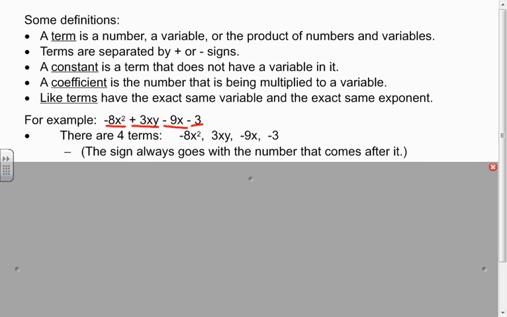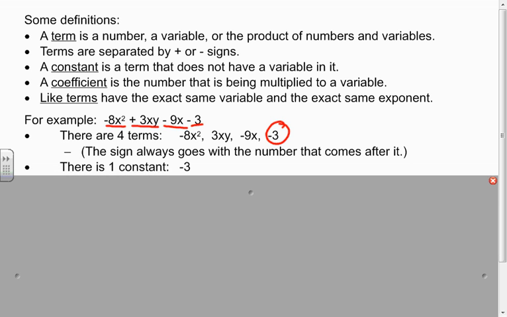So, those are terms. Let's look at constants. A constant is a term that doesn't have a variable in it. Are there any of those pieces that don't have a variable in it? Sure, this negative 3 doesn't have a variable with it, so the constant is negative 3, a number that doesn't have a variable with it.